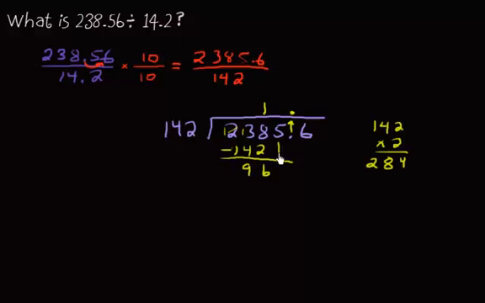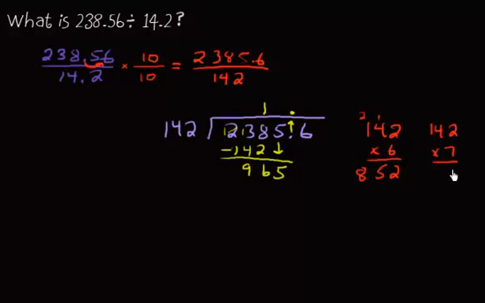Next, let's bring down our next digit, and that's a 5. Okay, so how many times does 142 go into 965? Let's try 6 times. So we're going to multiply by 6 and see what we get. 6 times 2 is 12. 6 times 4 is 24, plus 1 is 25. Carry that 2. 6 times 1 is 6, plus 2 is 8. Okay, well 852. Let's try 7 times.